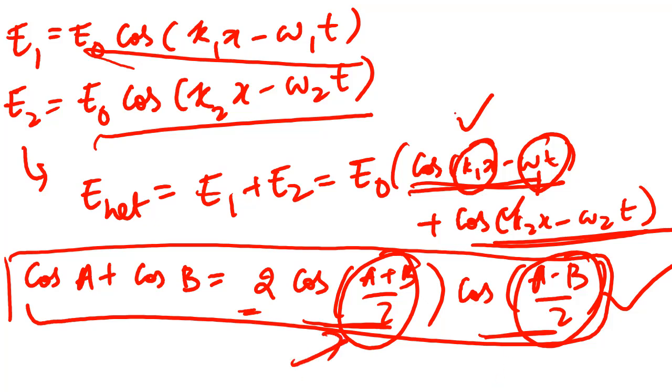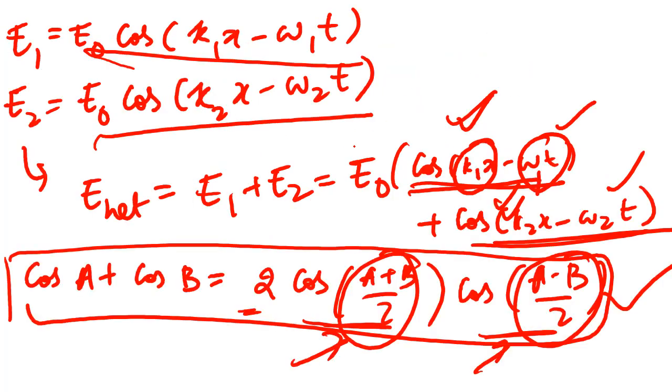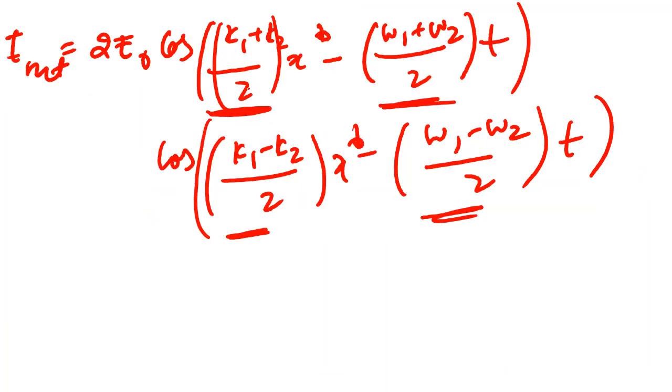If I subtract k1 and k2, I get the second term. I have to do the same thing with omega 1 and omega 2. And that's what we did here: we added first and then we subtracted. In between, it's always negative, kx minus omega t. So that's why it's always negative.